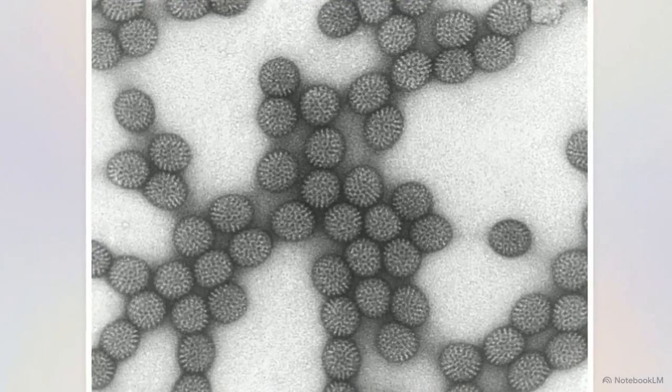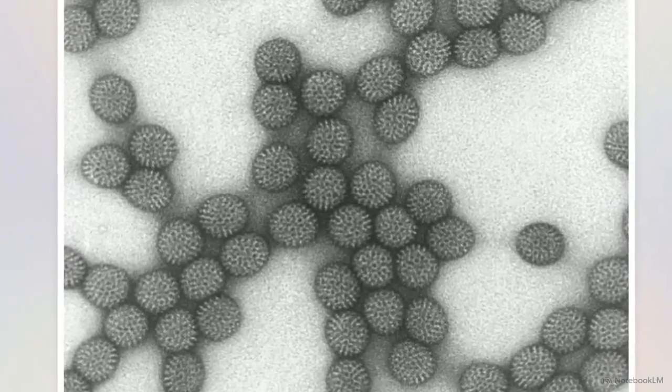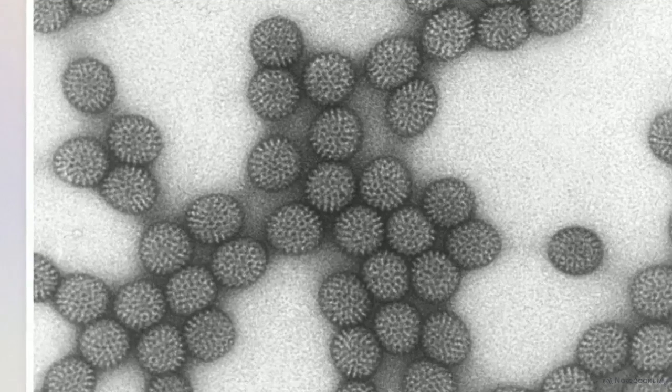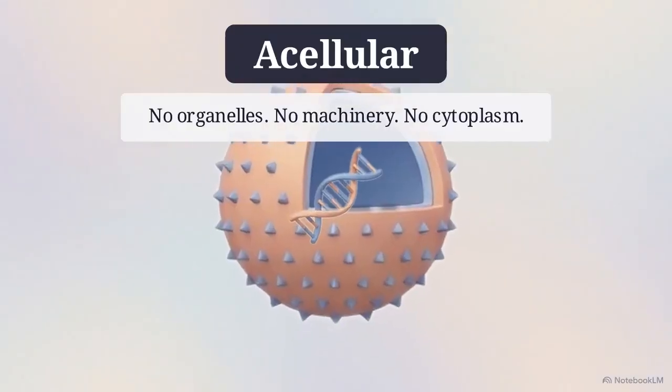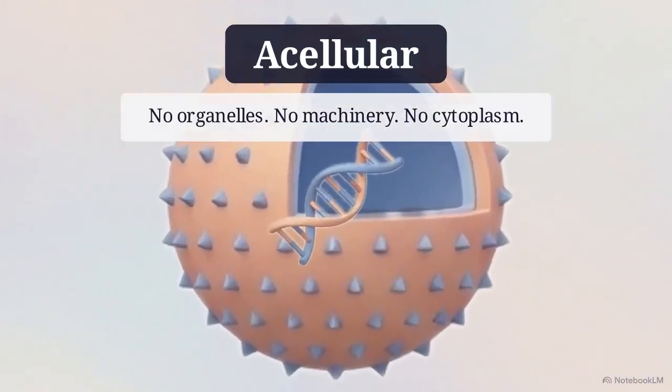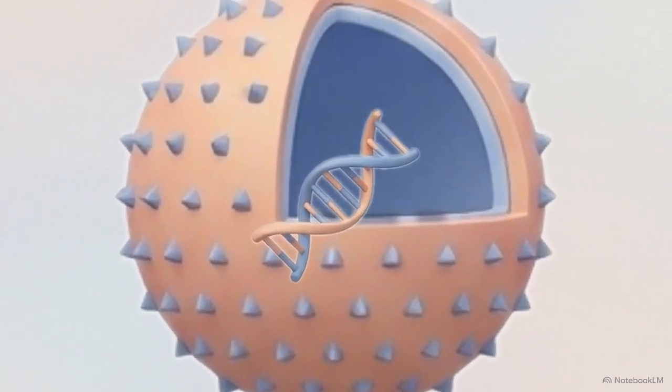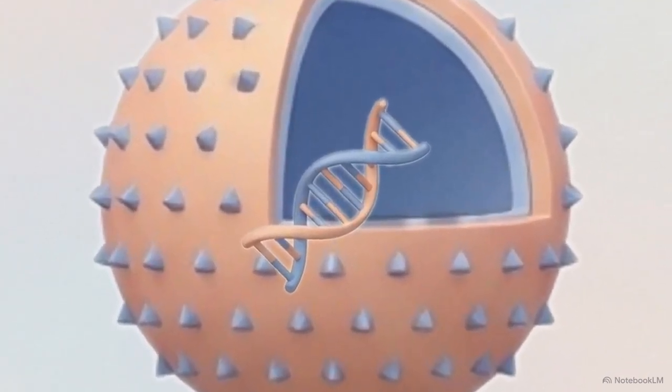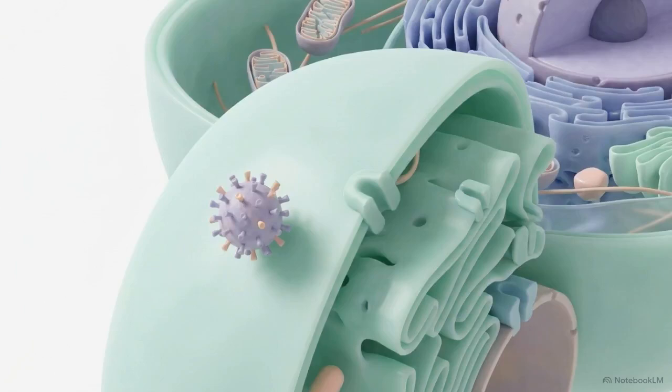Look at these spherical virus particles. They are highly organized, repetitive, and completely rigid, but they aren't alive. Viruses are acellular. They lack the internal biological machinery required to live or reproduce on their own. They have to hijack another organism's equipment to survive.